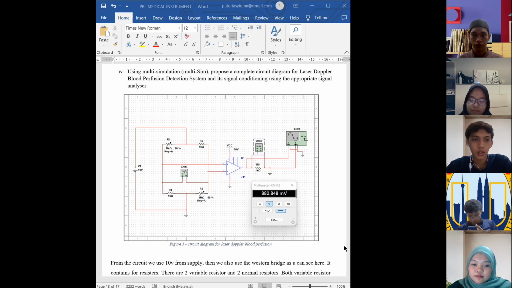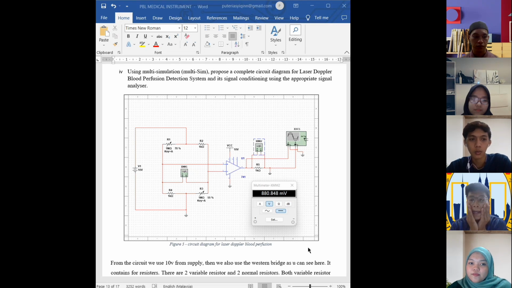From the circuit, we use 10 volts from supply, then we also use the Wheatstone bridge as you can see here. It contains 4 resistors. There are 2 variable resistors and 2 normal resistors. Both variable resistors R1 and R3 are 1 mega ohm, and both normal resistors in the Wheatstone bridge are 1 kilo ohm. Then the Wheatstone bridge circuit is connected to the supply.